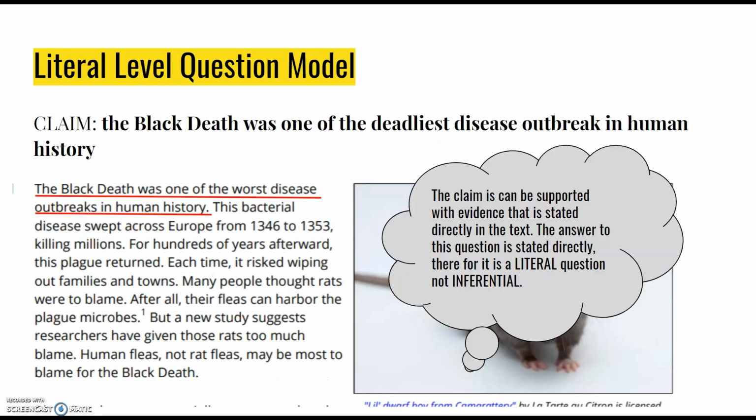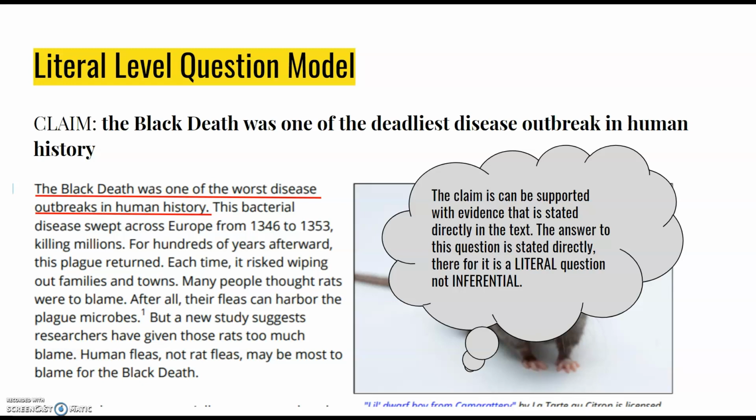As you can see with the underlined evidence, the text states the Black Death was one of the worst disease outbreaks in human history. So the claim can be supported with evidence that is stated directly in the text. I don't have to draw a conclusion. I can see that the evidence directly supports the claim that the Black Death was one of the deadliest disease outbreaks in human history. Therefore, this is a literal question, not inferential. But what does an inferential question look like? We will get to that later.